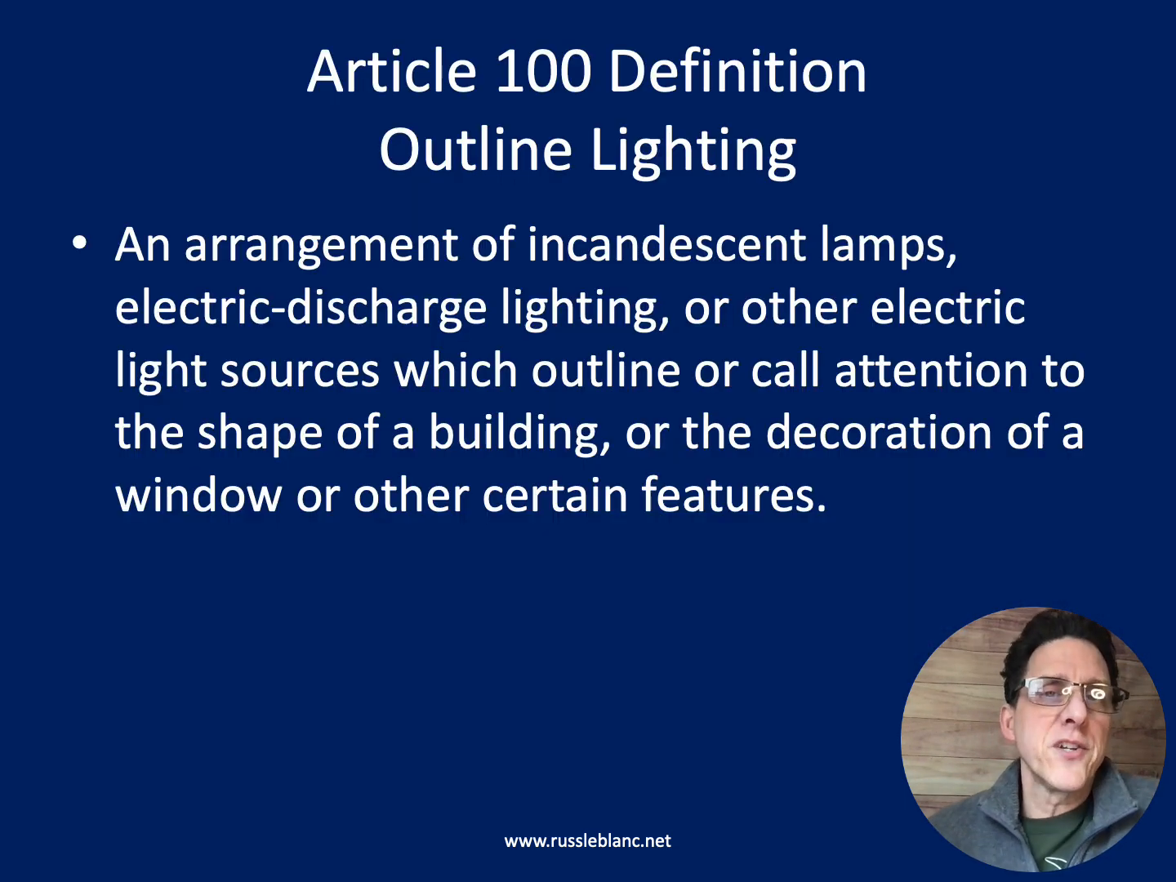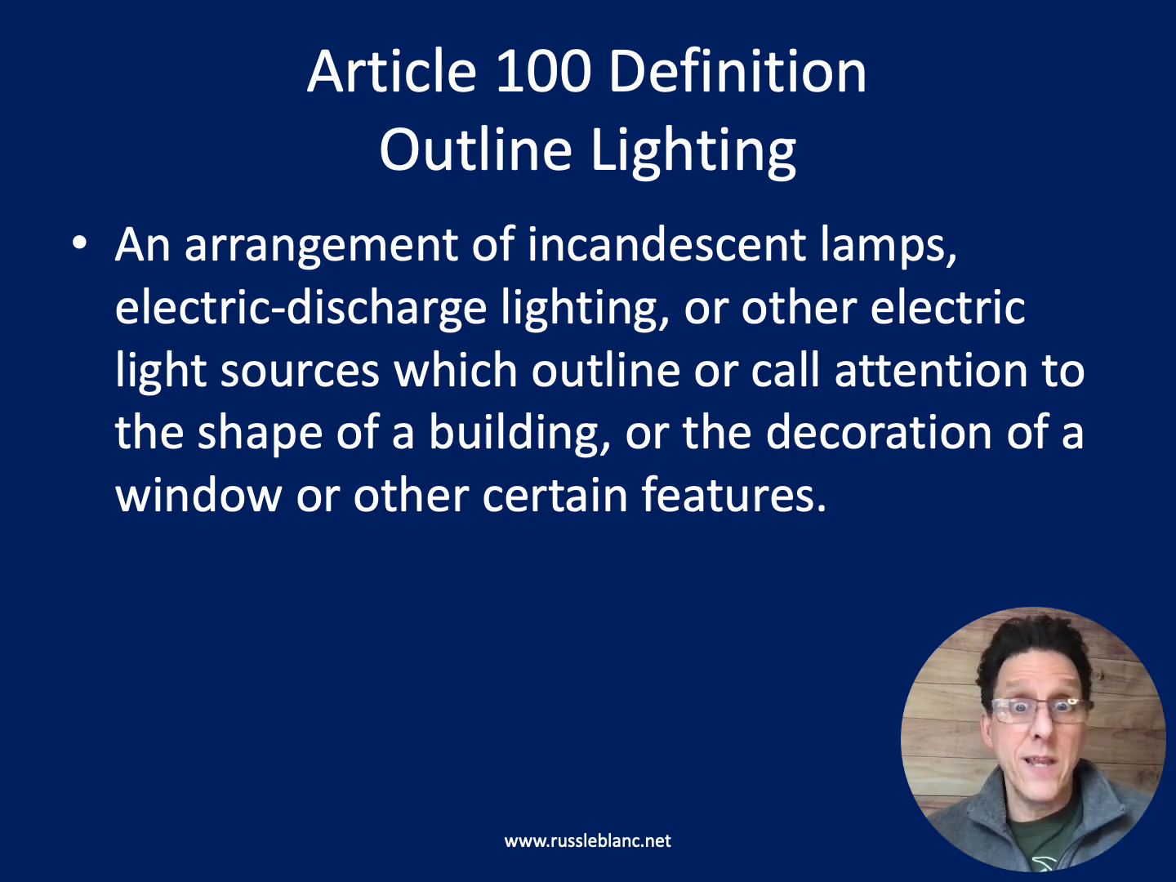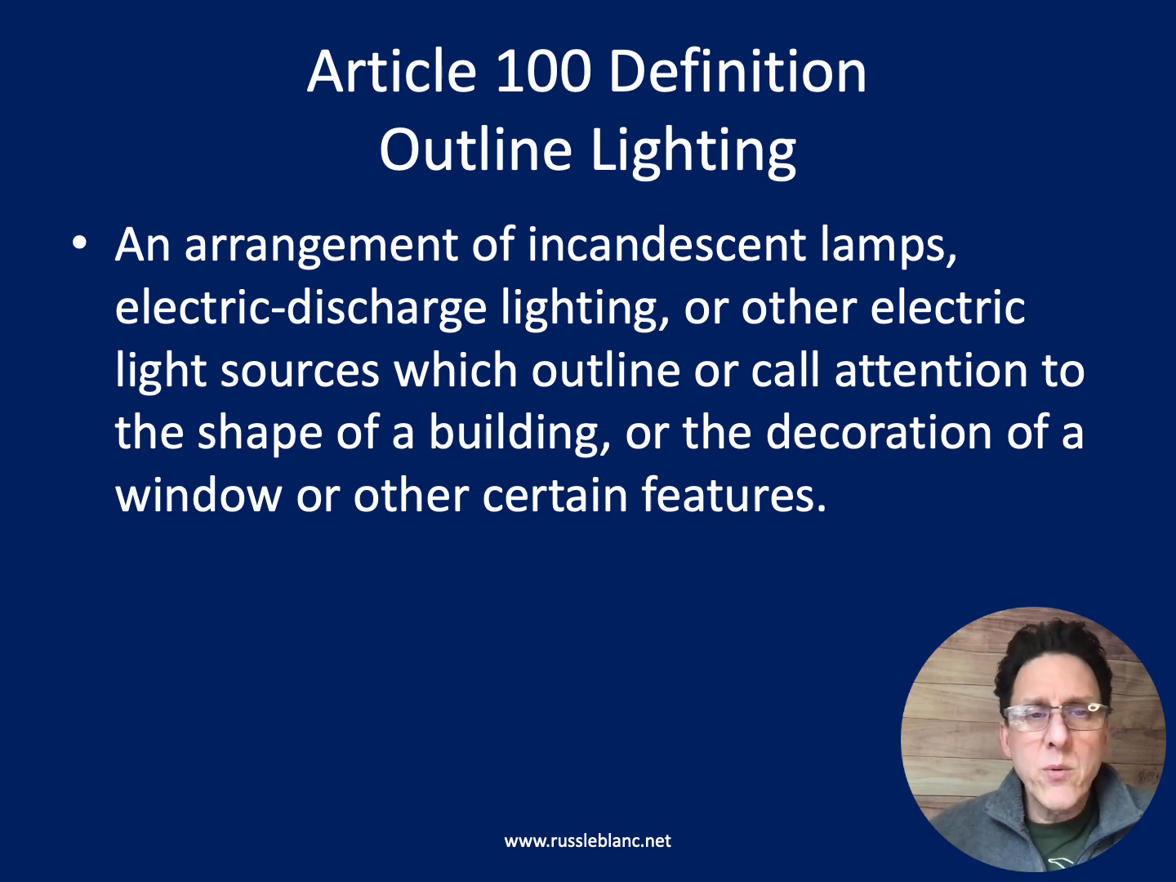Okay, there's another definition we need to be clear with. It's outline lighting. What is an outline lighting system? By definition, it's an arrangement of incandescent lamps or electric discharge lighting or some other electric light source which outline or calls attention to the shape of a building or the decoration of a window or other certain features.